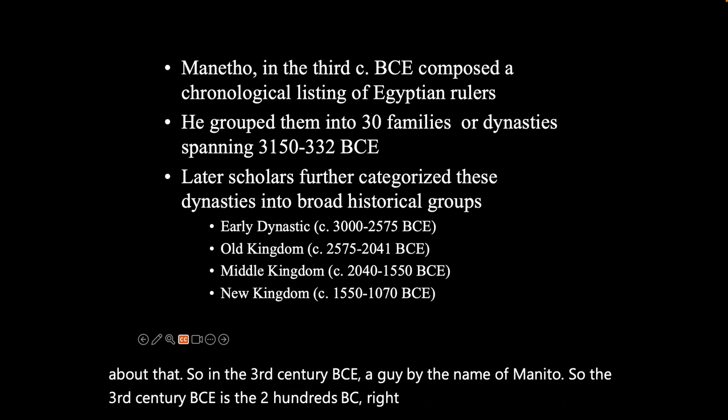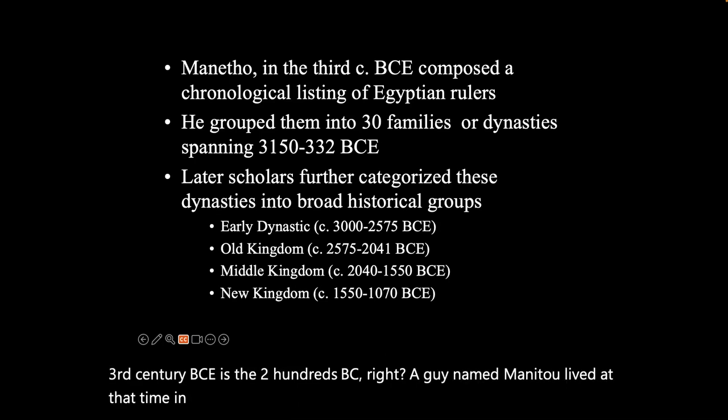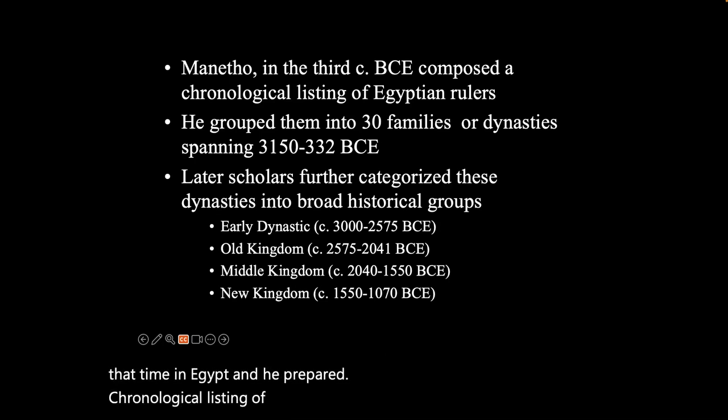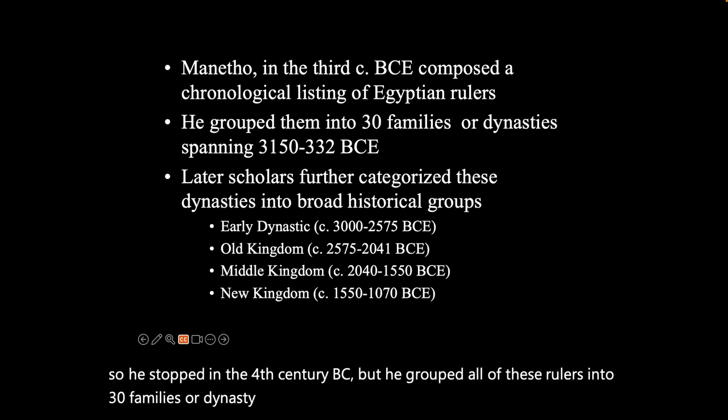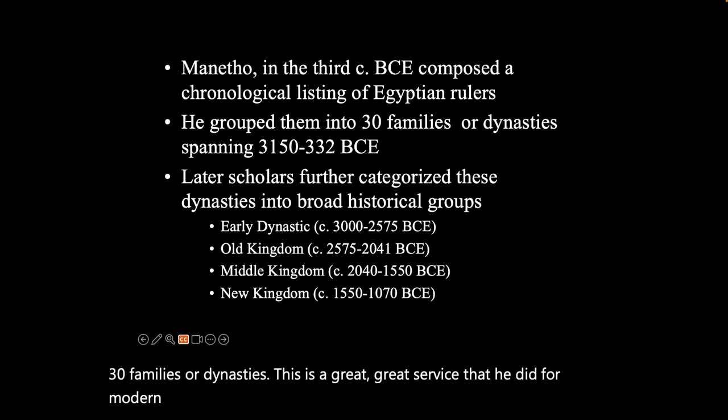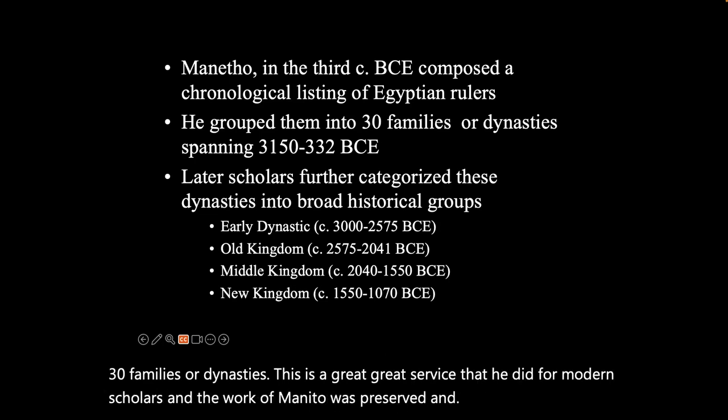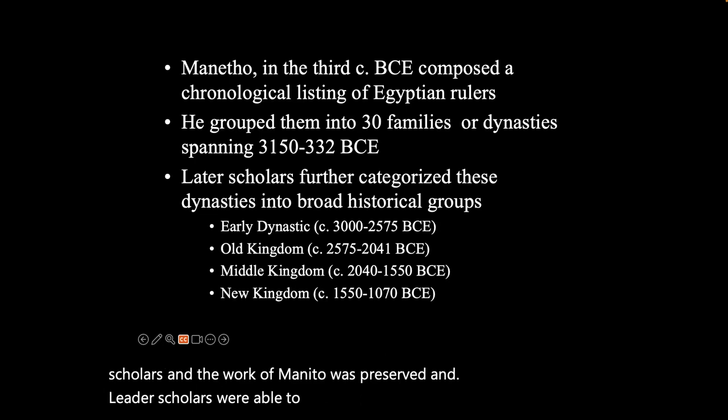A guy named Manetho lived at that time in Egypt, and he prepared a chronological listing of Egyptian rulers. He went from about 3150 to 332, so he stopped in the 4th century BCE, but he grouped all of these rulers into 30 families or dynasties. This is a great service that he did for modern scholars, and the work of Manetho was preserved, and later scholars were able to further categorize these dynasties into broad historical groups.